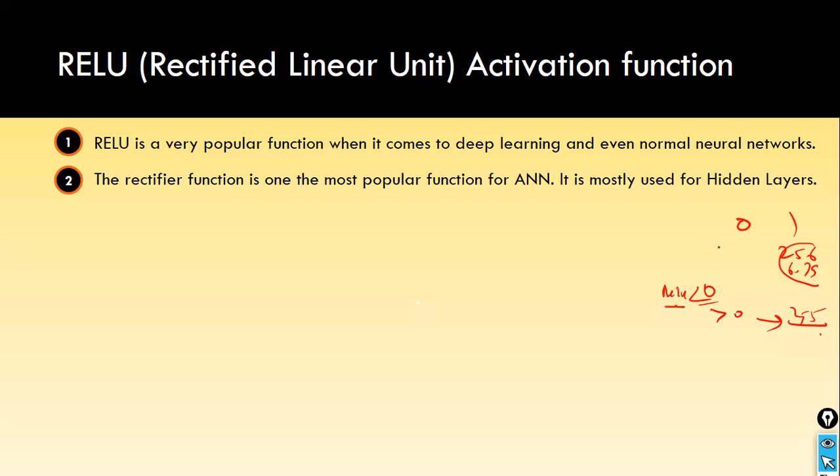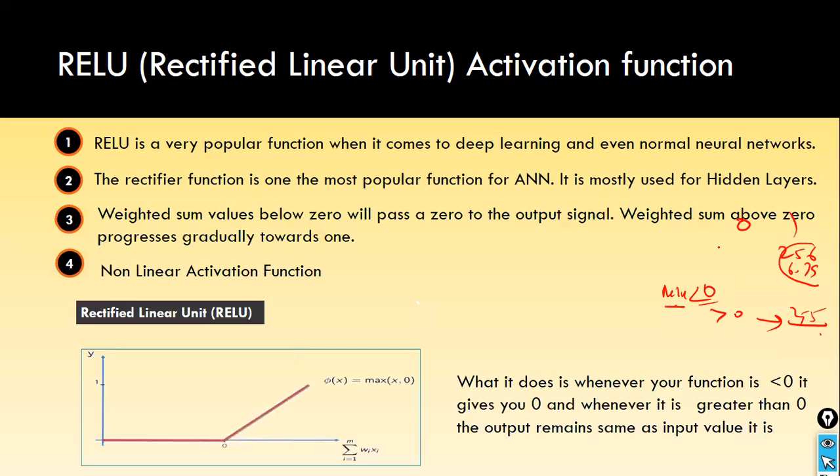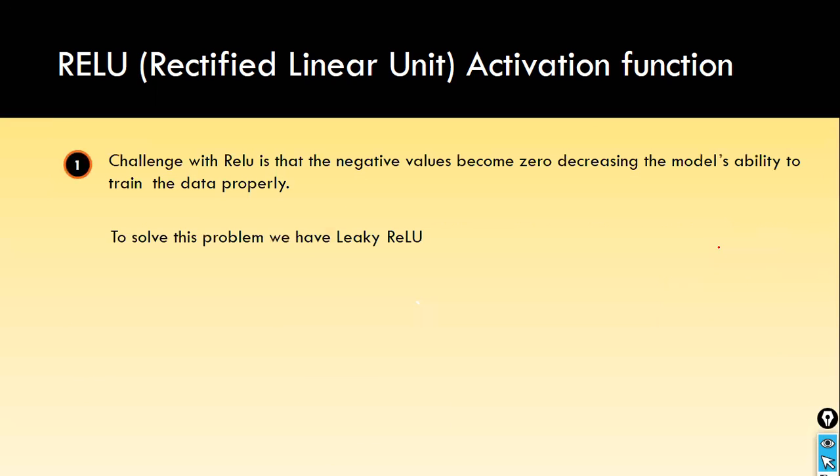Any value which is negative should also be taken into account. Since it is assigning zero, it is not able to learn the pattern of anything which is less than zero. That is one disadvantage with this one. Negative values become zero, which decreases the model's ability to train on the data properly. This is the one you need to remember.